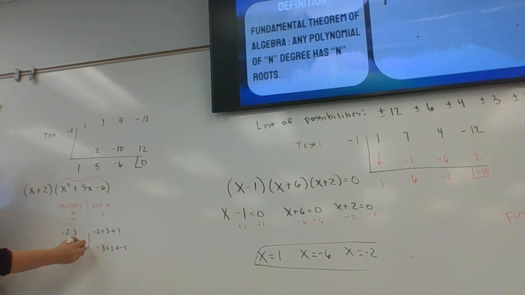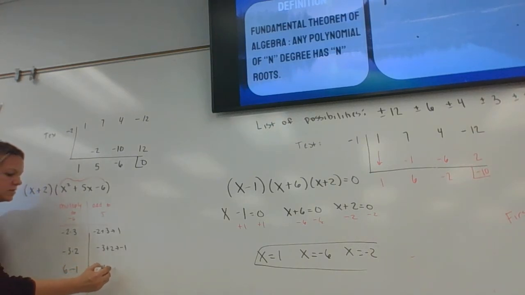So, well, 2 and 3 really seem to work because I want to combine them to make 5. I'm going to switch to 6 and 1. I'm going to do 6 times negative 1. 6 minus 1 is 5. So the result of this factoring gives me positive 6 and negative 1.